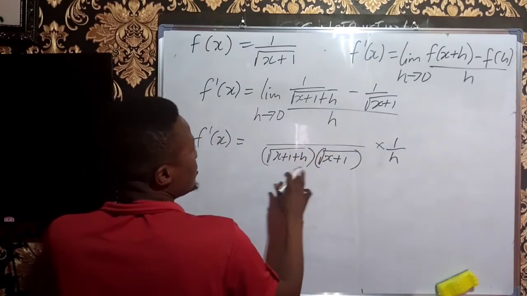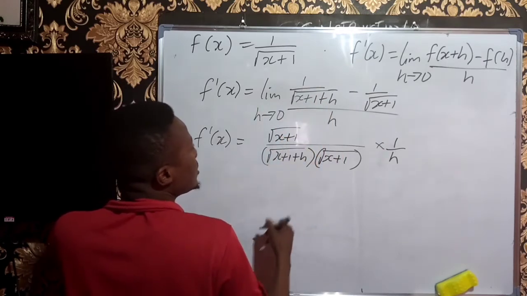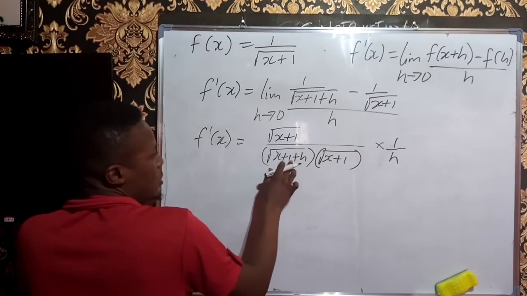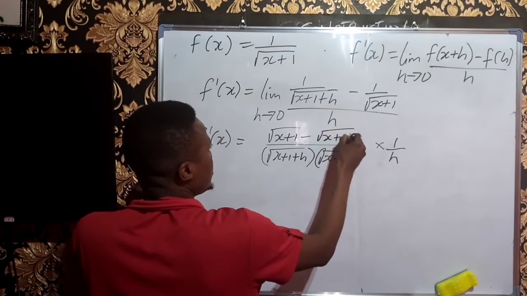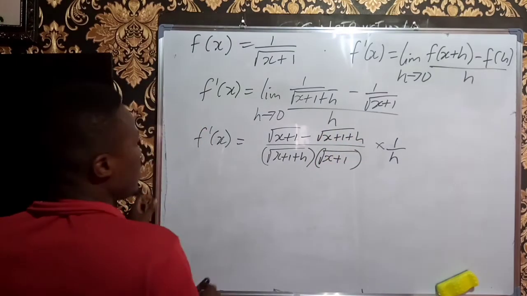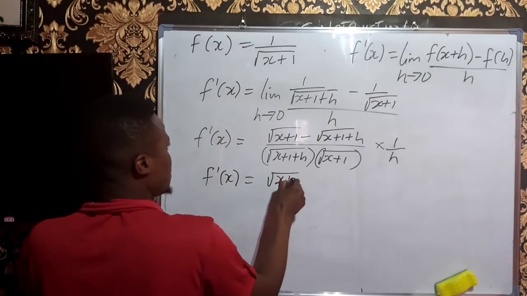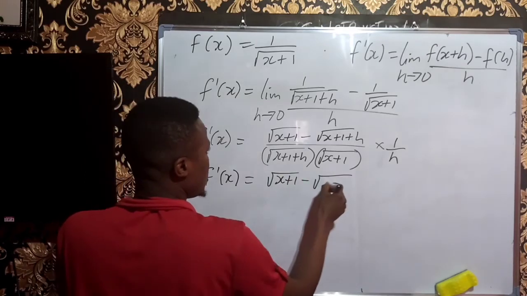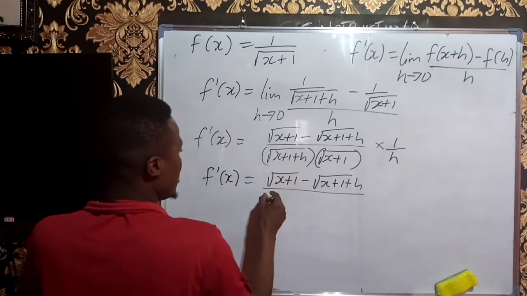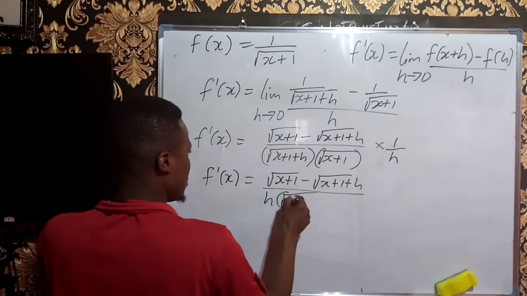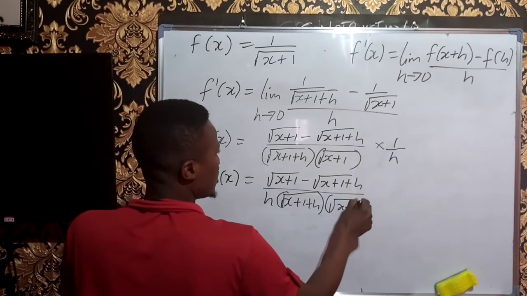So this divide this will give us square root of x plus 1 times 1. We have square root of x plus 1. This divide this will give us square root of x plus 1 plus h times 1. We have square root of x plus 1 plus h. Okay, so finally we arrive at f prime of x equals square root of x plus 1 minus square root of x plus 1 plus h, into, this h can come in here, we have h into square root of x plus 1 plus h into square root of x plus 1.